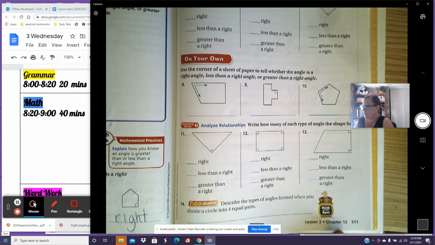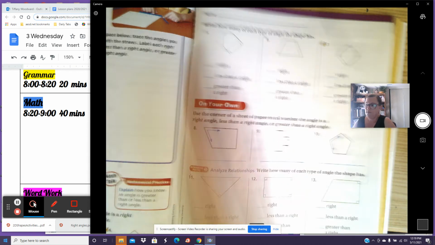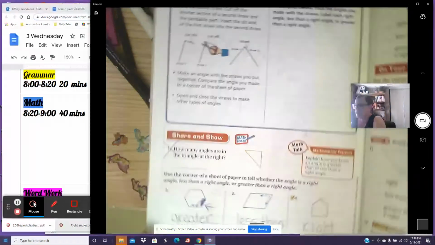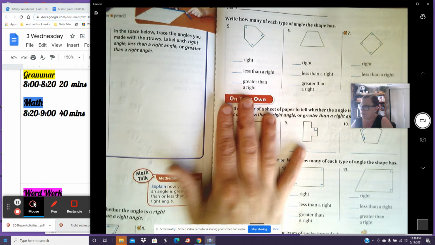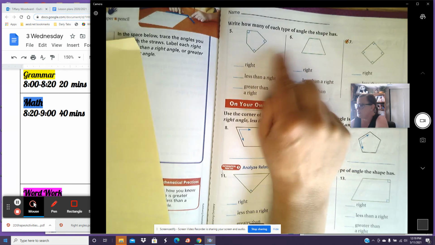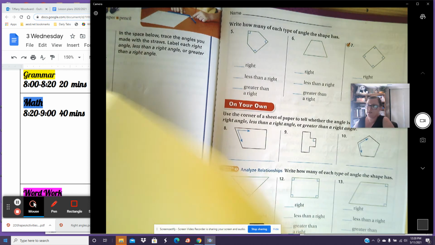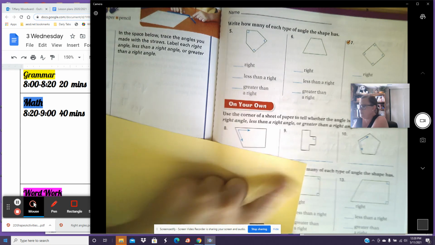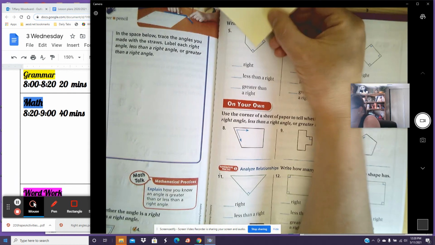This is what it looks like. 511. It starts at number 5 because yesterday in class we did 1, 2, 3, and 4. Now you're going to finish the rest on your own. You got to decide how many types of angles the shape has. So first we're going to search for right angles. Don't forget, the easiest way to check is to use a corner of a paper because this is a right angle. If it fits, it's a right angle.